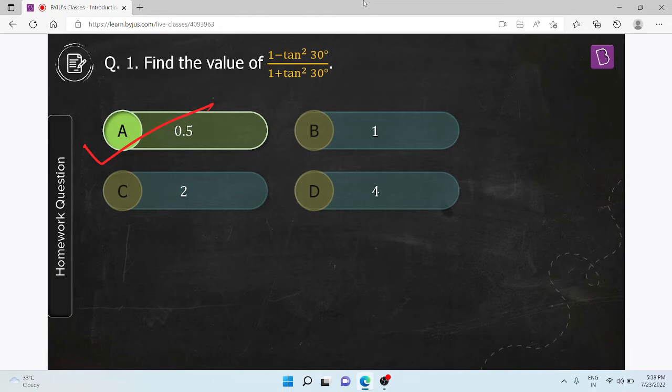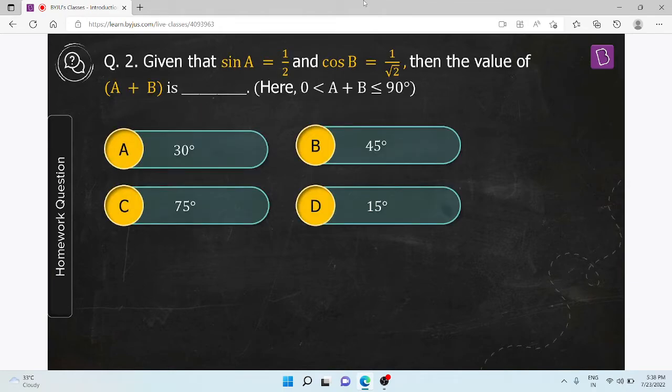Well done, students. Now let's move on to our next homework question. Second one: given that sine A is 1 by 2 and cos B is 1 by root 2, then the value of A plus B is. Students, now you again have four options: 30, 45, 75 and 15. Solve it quickly and tell me the answer. A, B, C or D, which one is correct here?